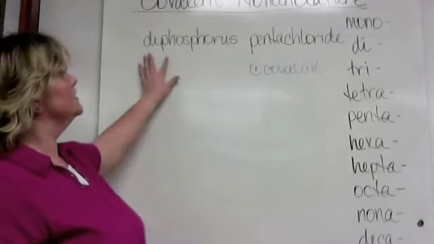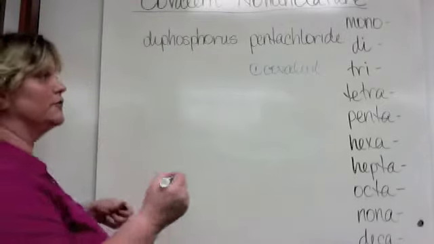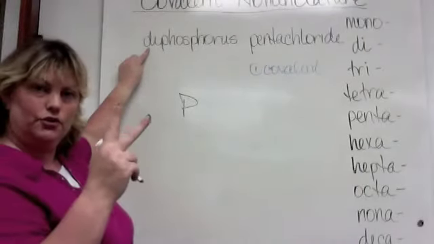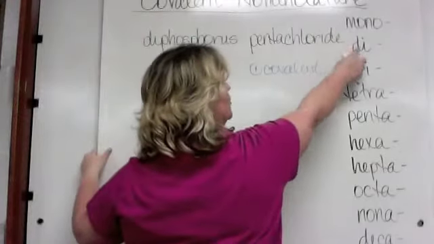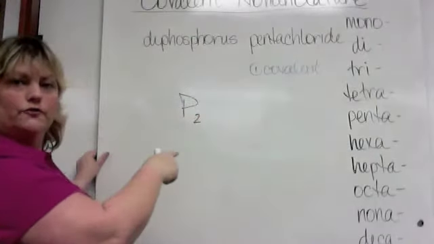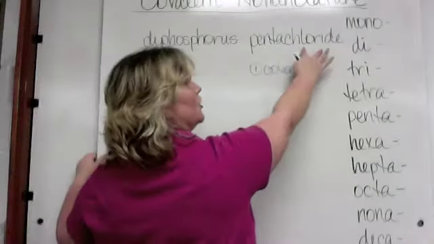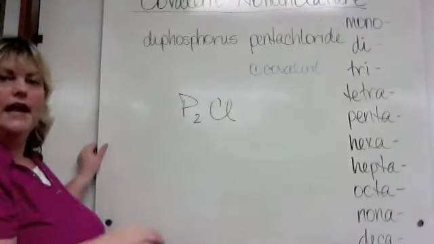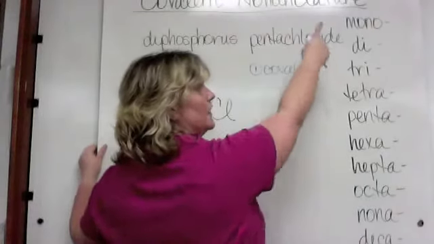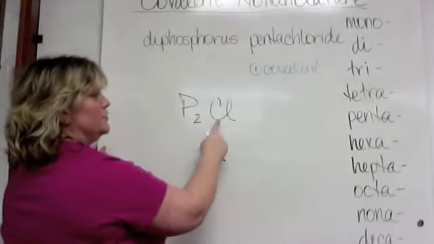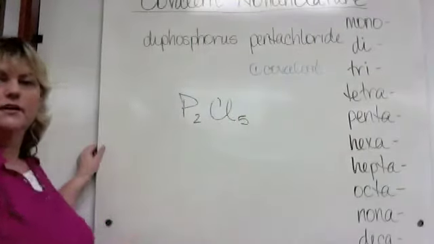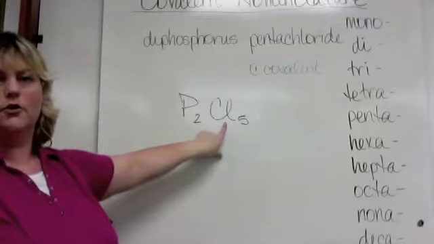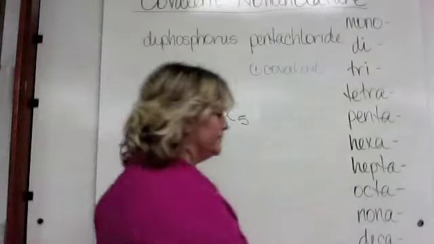Now what I have to do is I have diphosphorus. Well, the symbol for phosphorus is P. And di means 2 phosphorus. 1, 2. So 2 phosphorus. And then pentachloride. Well, chloride is Cl, and penta, right here, is 5. So P2Cl5. And that tells me 2 phosphorus, 5 chloride. Let's do another one.